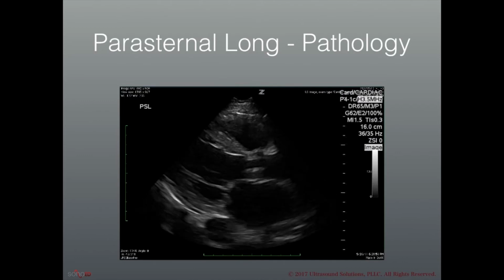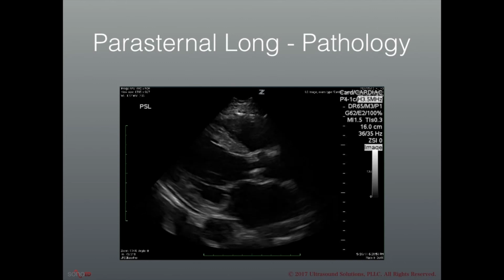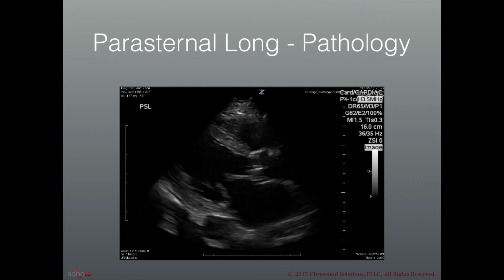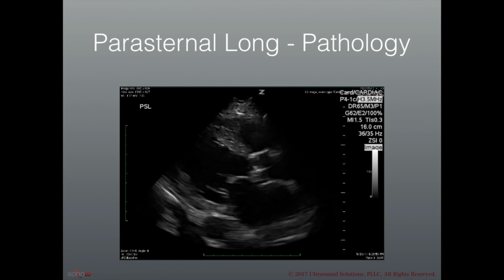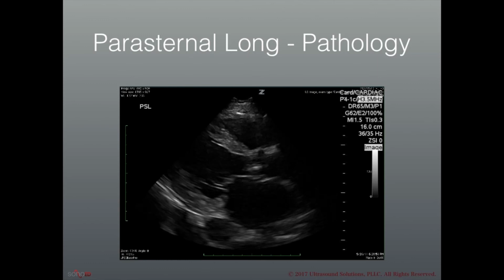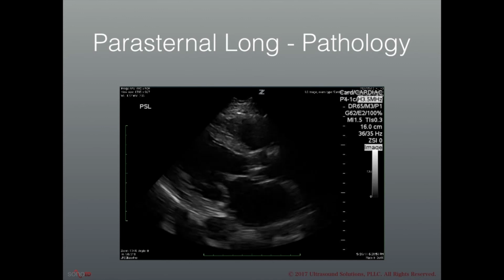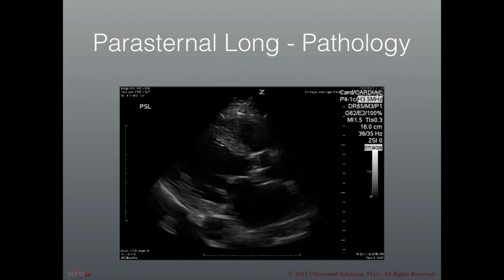What looks wrong to you about this parasternal long view? Well, the most obvious thing that should stand out to you is that the entire heart, and specifically the left ventricle, are not beating well at all. This patient has an end-stage dilated cardiomyopathy. They have a big sick heart, and their left ventricle has a systolic ejection fraction of probably 5 to 10%.